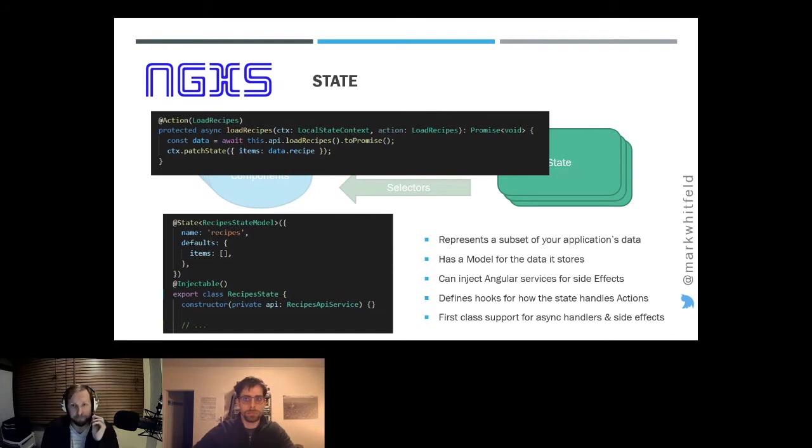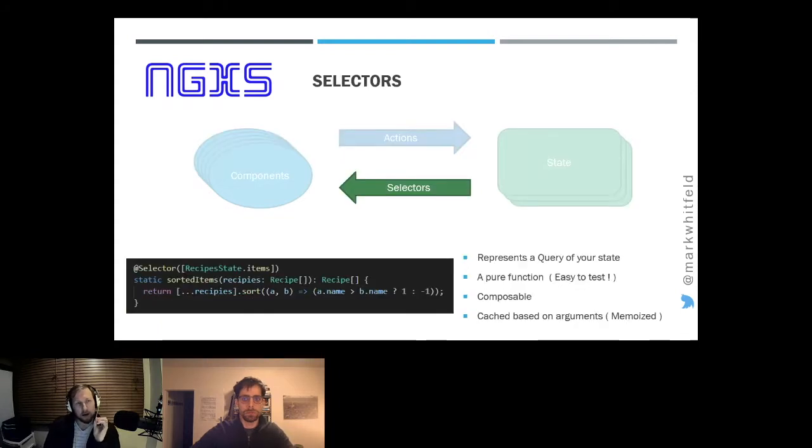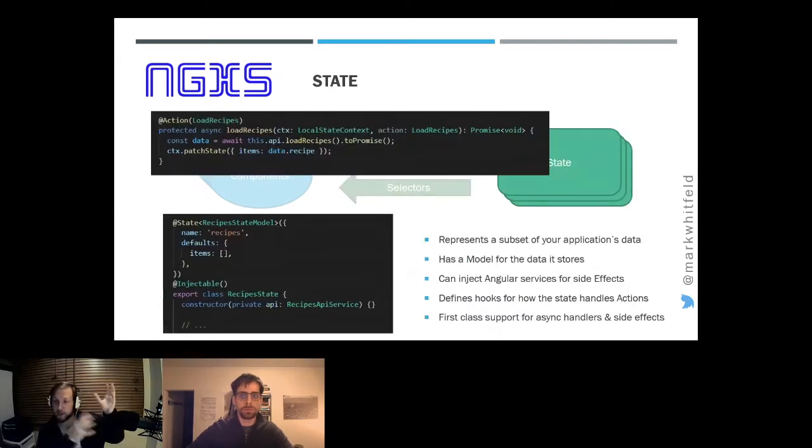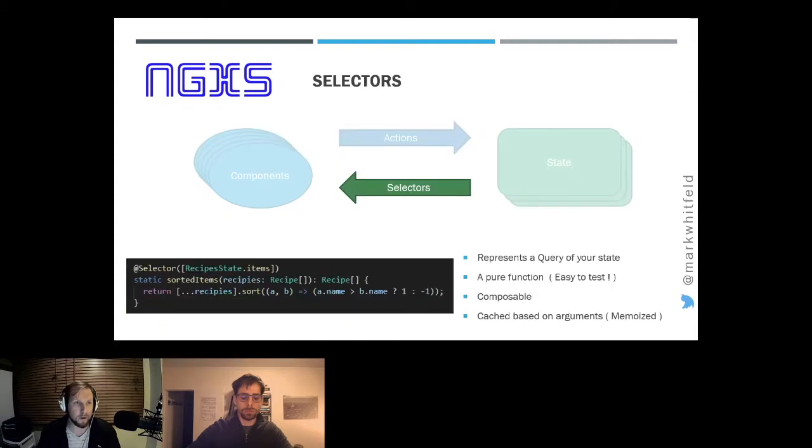Okay, so the next part is the selectors. So we've spoken about the state, and it responds to actions, and it has a model, and there's ways of updating state. And even in that action handler in my state, I could actually go context.dispatch and maybe dispatch another action if I wanted to. So cool. So onto selectors.